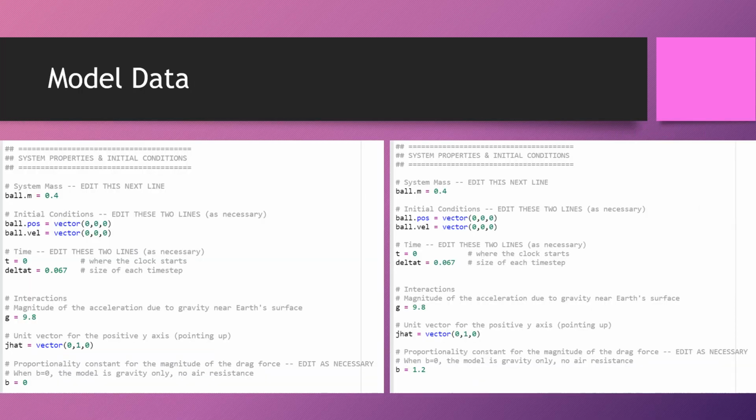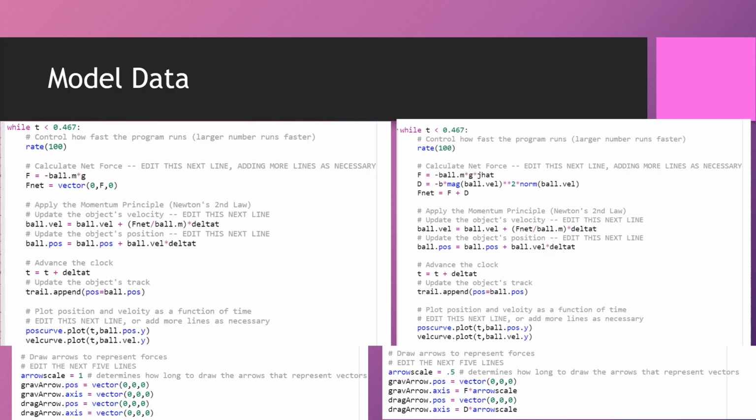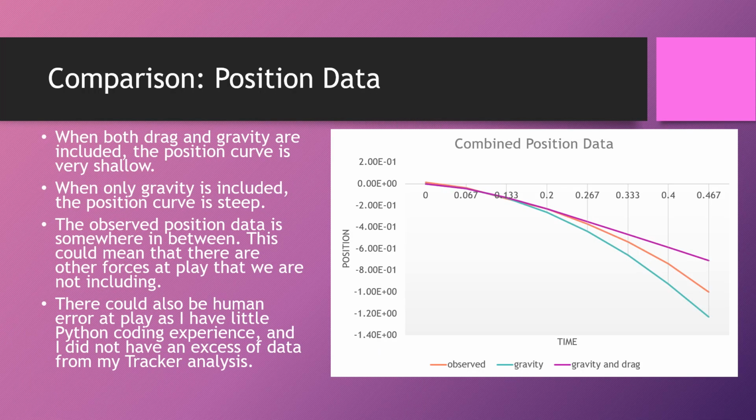Moving on to the computational models, I used the same initial conditions from my Tracker analysis for both codes. The only difference is the inclusion of a non-zero proportionality constant when including drag, which I've found to be 1.2. From there, I also included the basic drag force equation and added it to the gravitational force to find net force. Here's a graph of all of my position and time data.